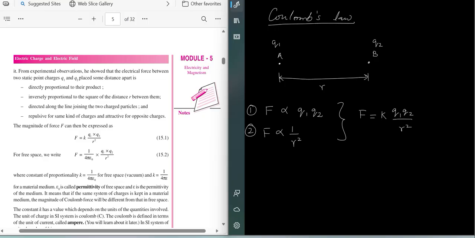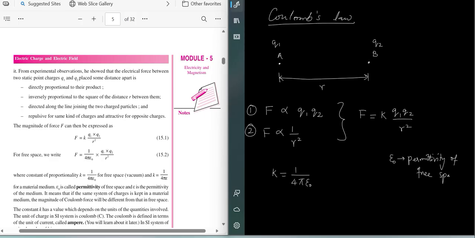If these two point charges are placed in free space, not in air or something, and if we are talking about SI units, then K is equal to 1 by 4 pi epsilon 0, where epsilon 0 is called the permittivity of free space. This is a constant.